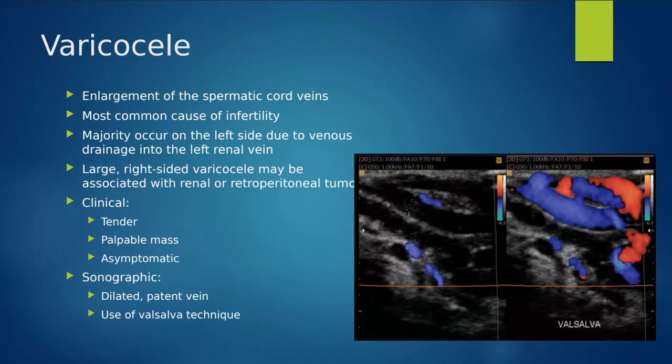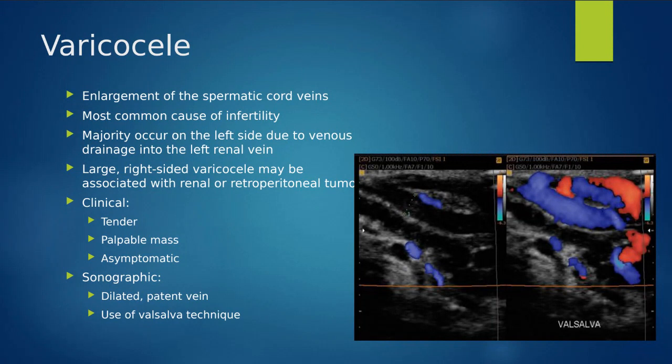Remember when we said on our previous PowerPoint that the left side is always going to be slightly different than that direct drainage on the right side. We could see large right-sided varicoceles associated with kidney tumors. So anytime you see a varicocele, whether it be left or right-sided, you should always check the associated kidney for any type of abnormality.